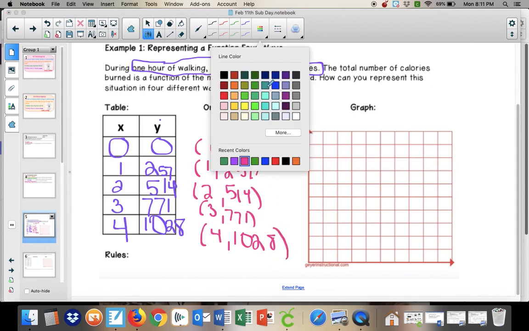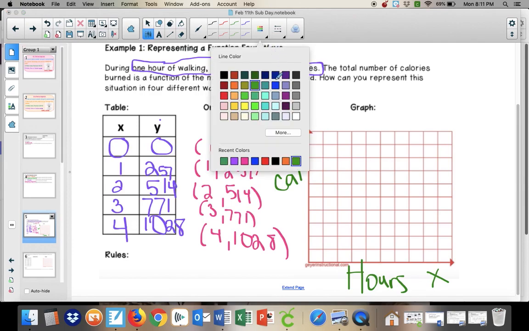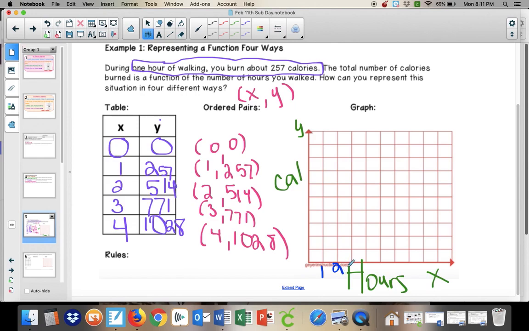Now when we go to graph this, our x is on the bottom. So that means our hours are on the bottom. Our y goes up and down, which means that that's our calories. We go from 0 all the way up to 1028. So let's count our numbers here. Let's go 1 hour, 2, 3, 4. And then we have 0 for both, and then 0, and let's go by 100s.